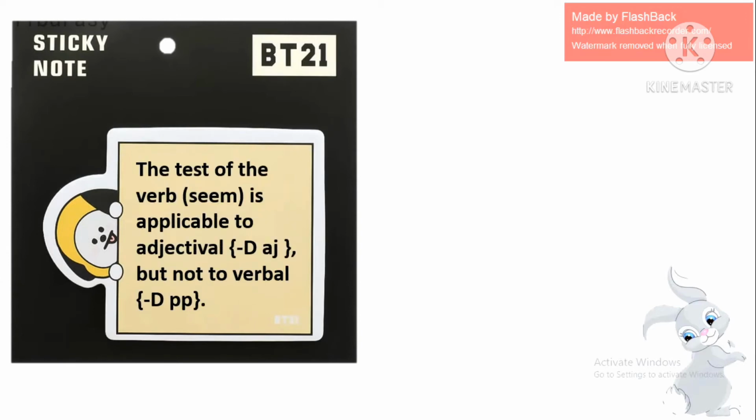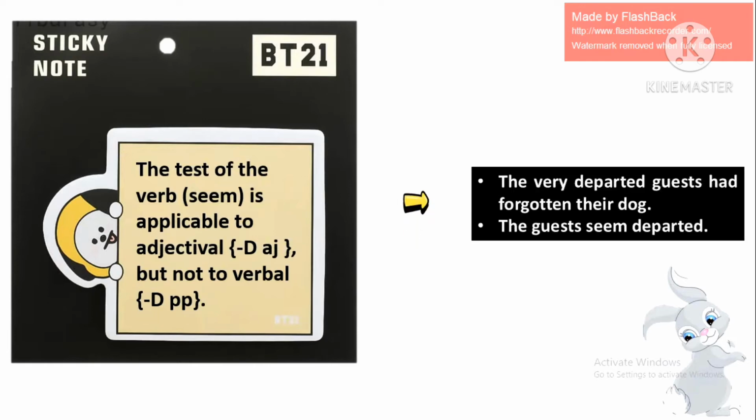The test of the verb seems is applicable to adjectival but not to verbal. For examples, the very departed cat has forgotten their dog. And the second, the cat seemed departed.